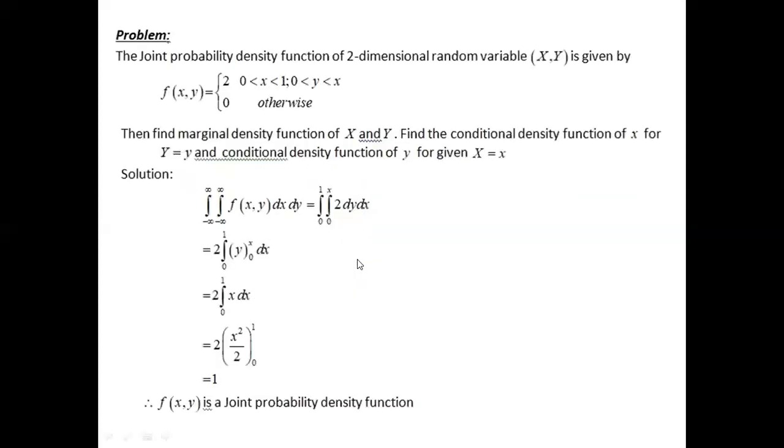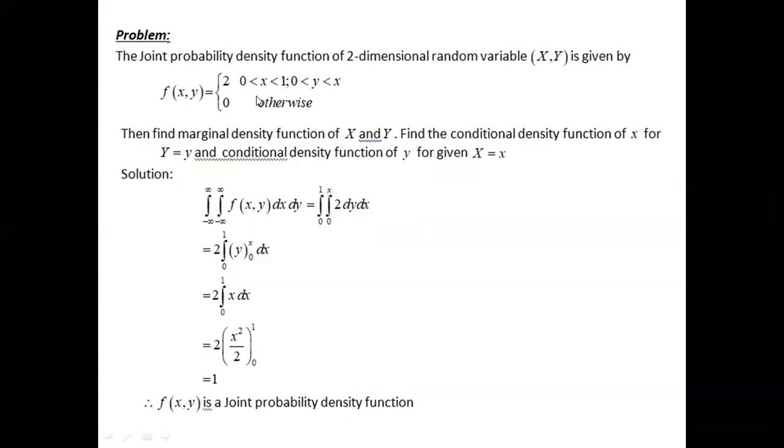Here is the example. The joint probability density function of the two-dimensional random variable (X, Y) is given as f of x comma y equals 2, where x is between 0 and 1 and y is between 0 and x. Otherwise the function is 0. Find the marginal density functions of x and y, and find the conditional density function of x given y, and also the conditional density of y when x is given. So we have to find the conditional density functions x given y and y given x, and also the marginal density functions for x and y.